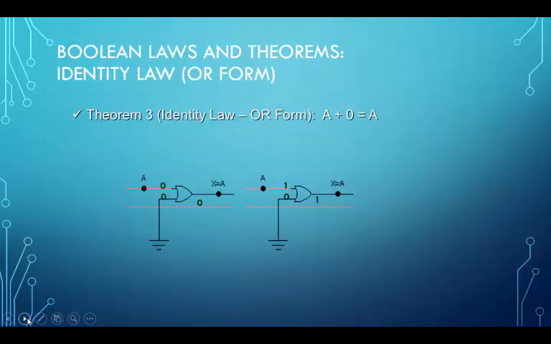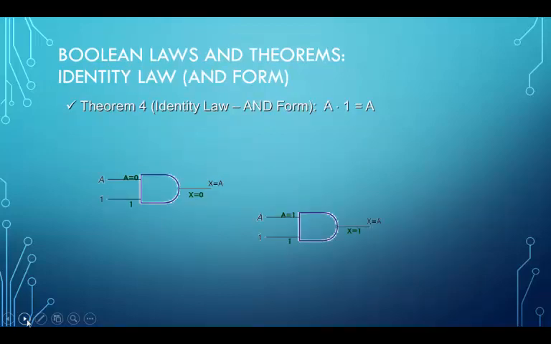The identity law tells us that if we OR A with a 0, the output is the original input. The identity law for multiplication tells us that if we AND any function with a 1, we get out the original function. If we input a 0, we get out a 0. If we input a 1, we get out a 1.